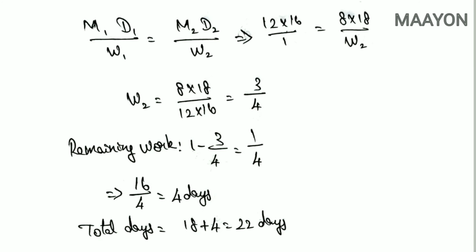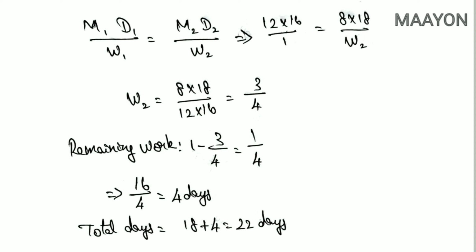Traditional method. Now we have to find the number of days taken by 12 women to finish the work in the beginning in the second case. To find that, we have to find the amount of work done by them. To find the amount of work, we have to find the amount of work done by the 8 women at the end, that is 18 days taken by them. So we are calculating it. Basic formula M1 D1 by W1 equal to M2 D2 by W2.